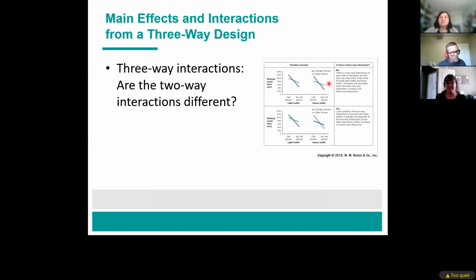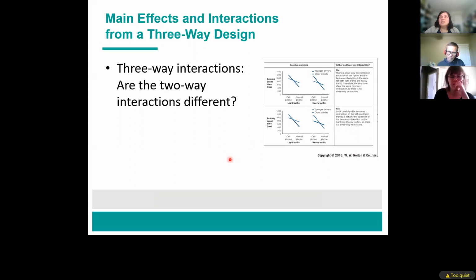Not so much. They look very similar, right? So the patterns look very similar. But here, the gap tends to be smaller than the gap here. The pattern seems to be a little bit different. The one on the left side is the opposite of the one on the right side, heavy traffic. Here, the biggest gap is with no cell phone, and here the biggest gap is with the cell phone. So there is a three-way interaction because the pattern seems to be flipped.